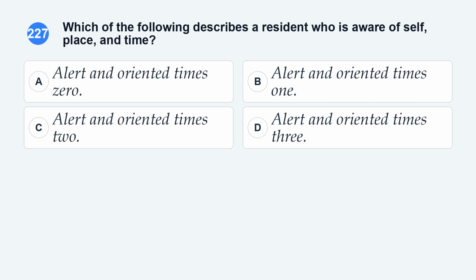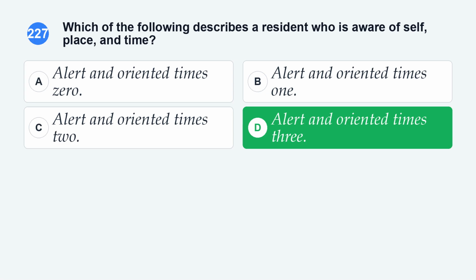Question 227. Which of the following describes a resident who is aware of self, place, and time? Option A, alert and oriented times 0. Option B, alert and oriented times 1. Option C, alert and oriented times 2. Option D, alert and oriented times 3.